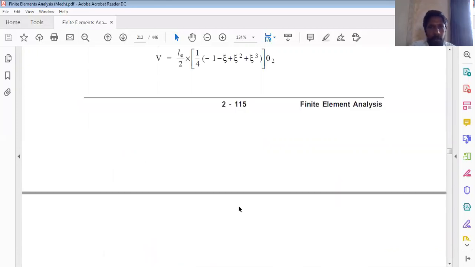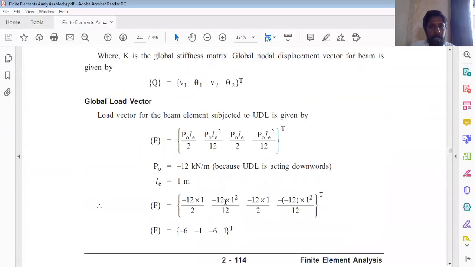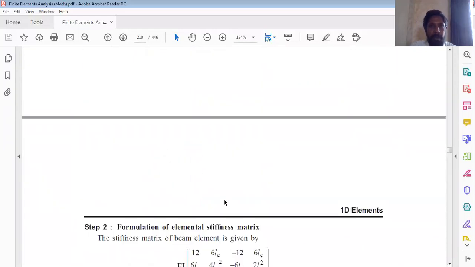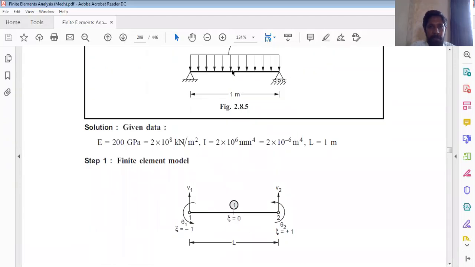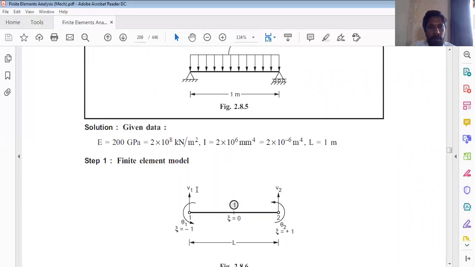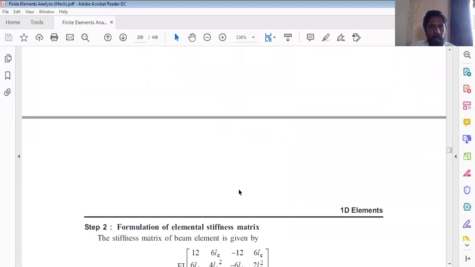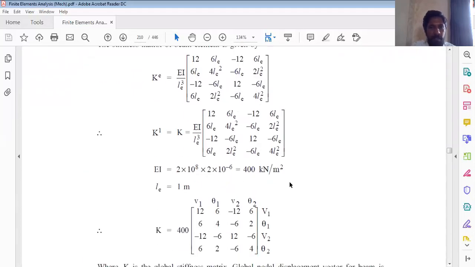So I hope everyone has understood this numerical. I'll just give an overview of this numerical once again, wherein there is one single beam element which is subjected to UDL for its entire length. Node 1 is fixed completely, node 2 has the roller support, and I have shown here the degrees of freedom in terms of V1, theta 1, V2, theta 2, and we have to formulate the elemental stiffness matrix.